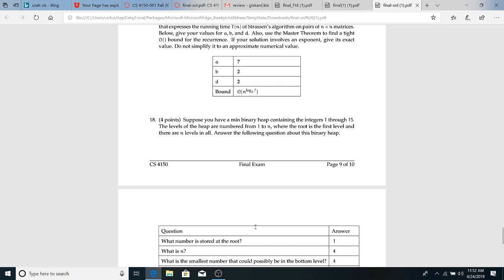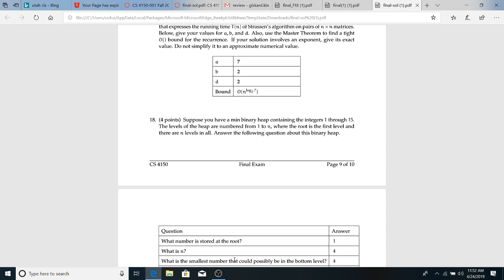So this one's really interesting. What is the smallest number that could possibly be on the bottom? That would be if you were to overload one side of the tree. So that would look like if you had 1, and then you'd have 2, 3, 4. So that would be an example there. So this would be the smallest possible number to be on the bottom.